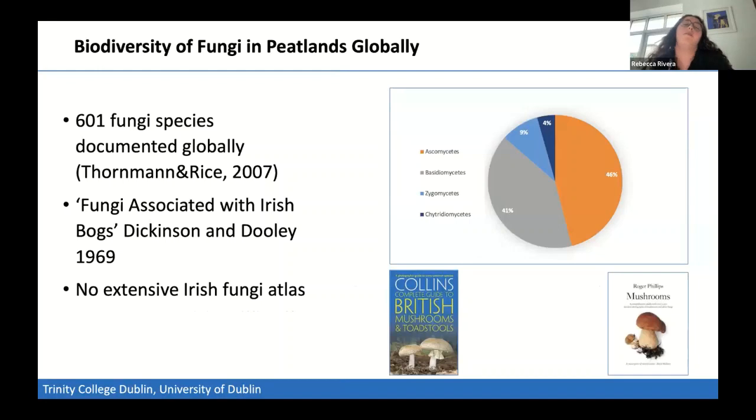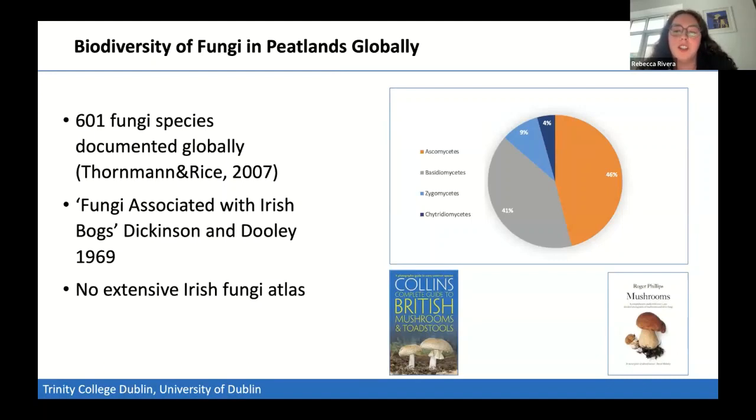So moving on, we'll look at fungi in peatlands, why we're here, what we're all interested in. Globally, in 2007, about 600 fungi species were documented in this paper. Obviously, I imagine that's quite dated, and I'm not too sure how accurate it would be, because I've only come across one paper that even mentions it, which is bizarre. Just what Aileen was saying, the lack of information on fungi, it's a whole kingdom.